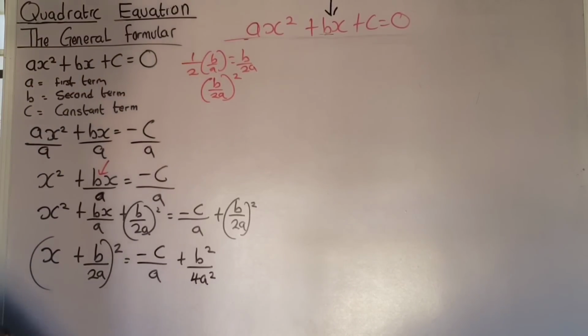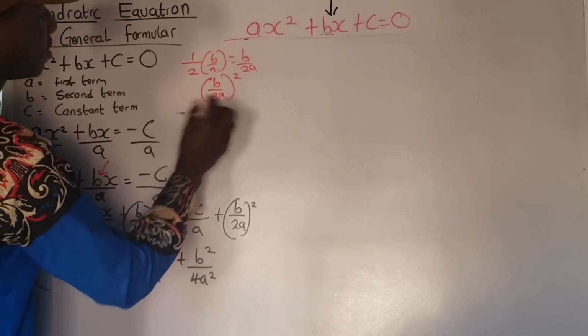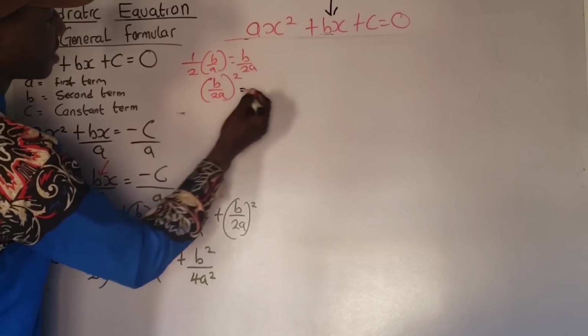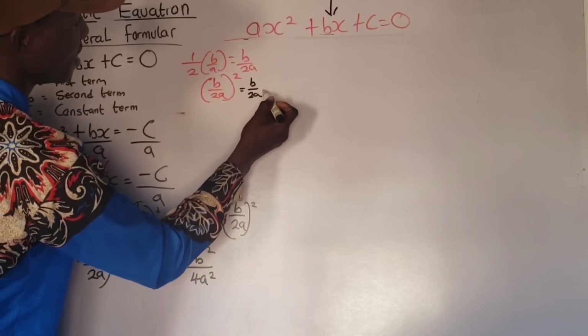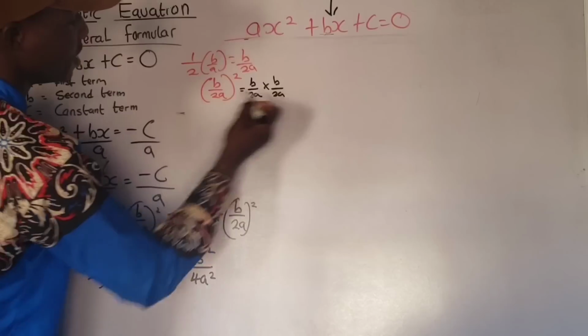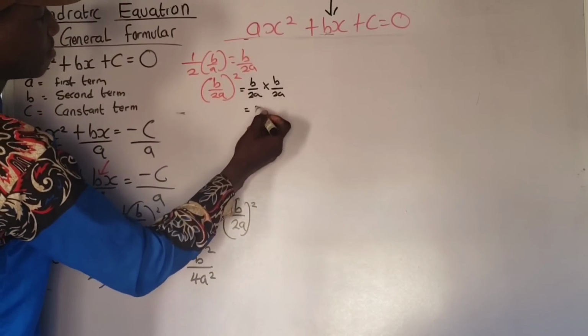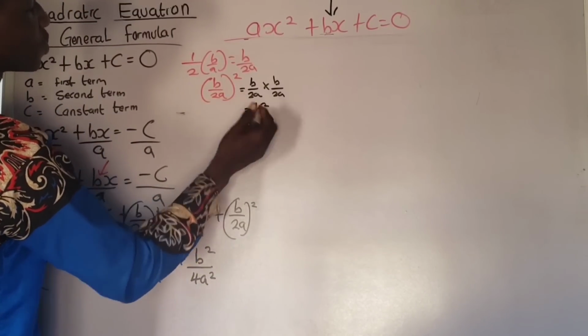You are wondering how I came about this. b over 2a squared simply means b over 2a times b over 2a. b times b is what? b squared. 2a times 2a is what?